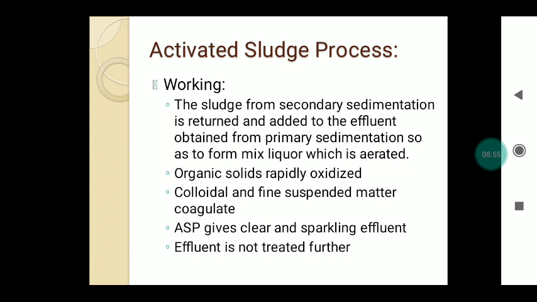The organic acid is rapidly oxidized due to the activated sludge process, and the colloidal and fine suspended matters are coagulated. The activated sludge process gives a clear and sparkling effluent, which is the byproduct of the ASP, and this effluent does not require any further treatment.